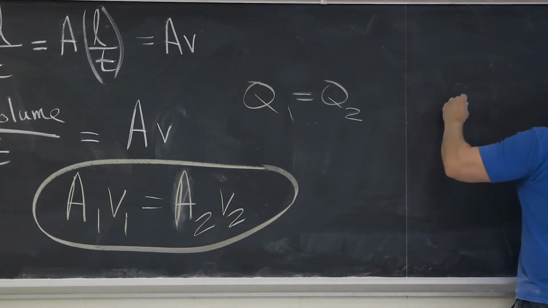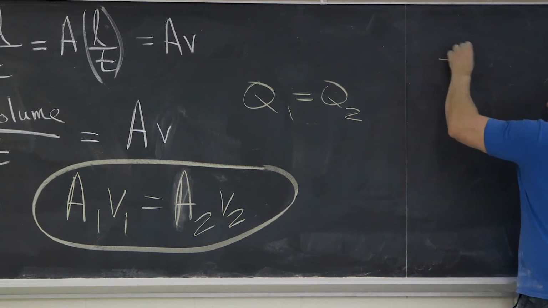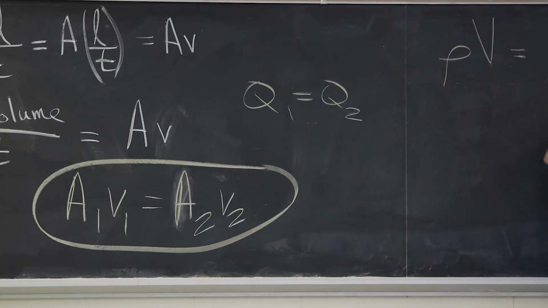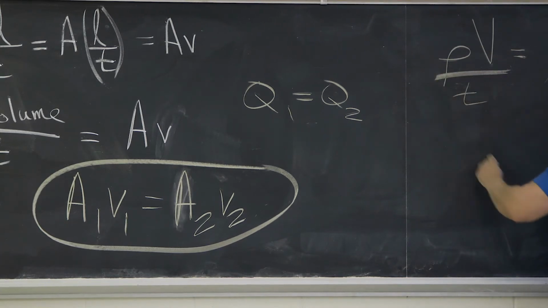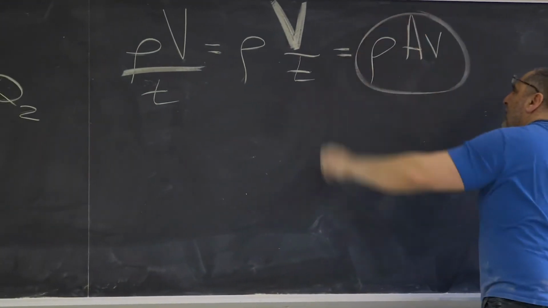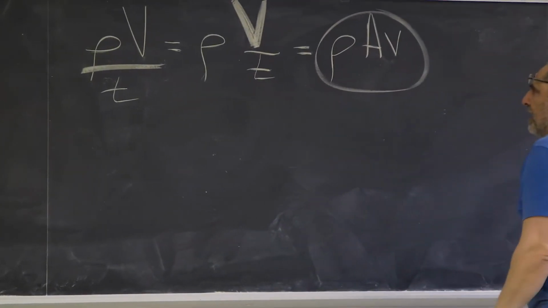We know that the flow rate of mass is the mass density times the volume divided by time. You get rho A1 V1, the big volume, and that's speed right here. You're getting something like that in regard to that.